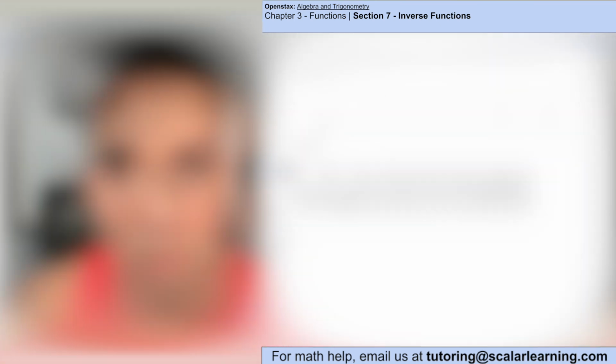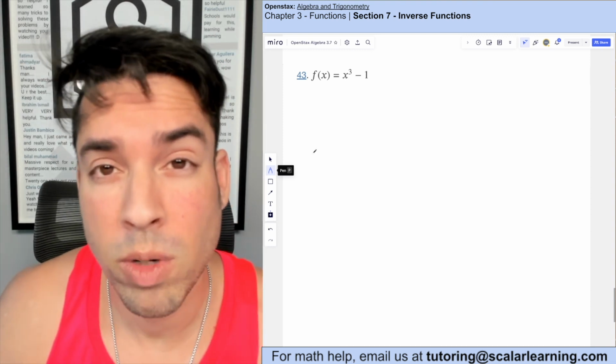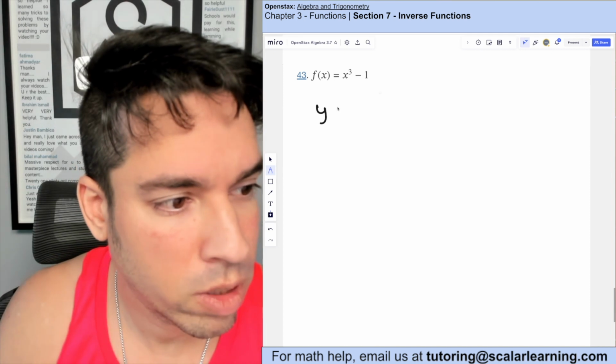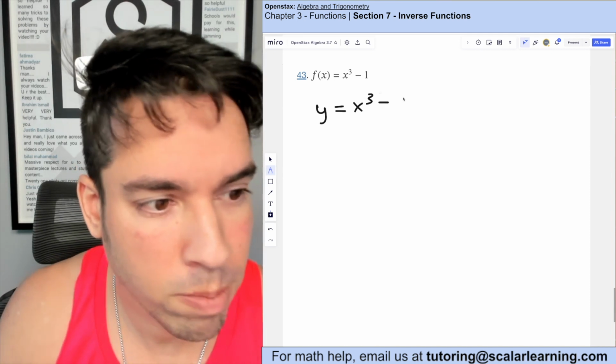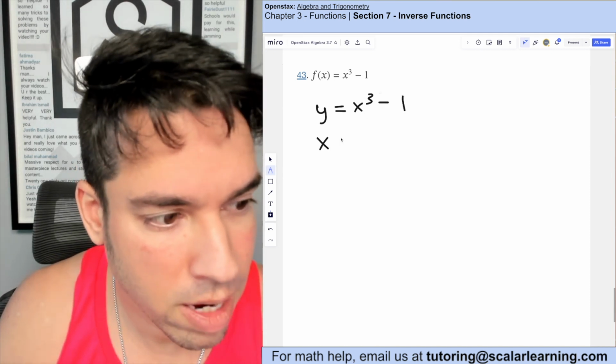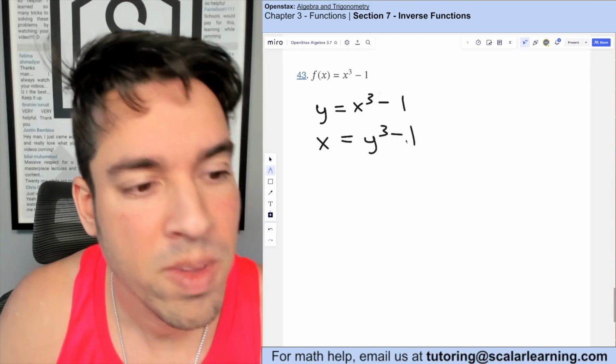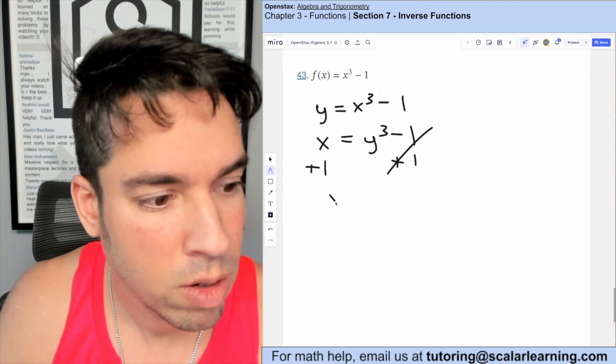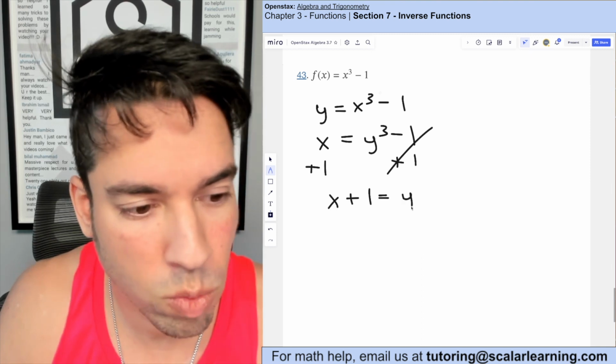Boom, done. So for this one, we're going to find the inverse, and then we're going to graph the function and the inverse using Desmos. So once again, we're going to say y equals x cubed minus 1, and then we're going to swap the x and the y like so. Then we're going to isolate the y. So we're going to add 1 to both sides. Boom. We get x plus 1 equals y cubed.